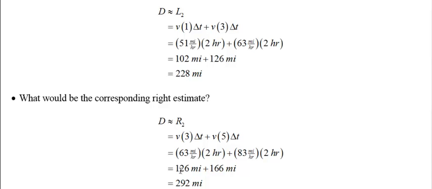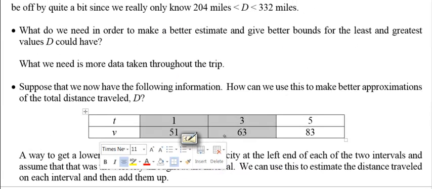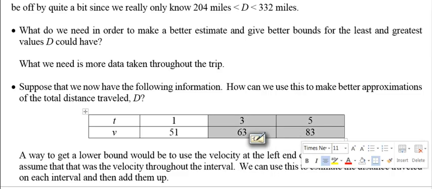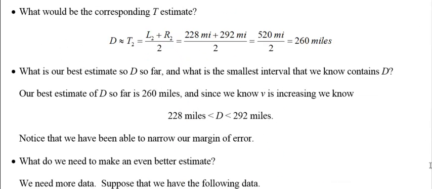We're going to call those L2 and R2, 2 because I'm thinking of breaking this up into two intervals, one from 1 to 3, and the second interval from 3 to 5. And of course I could approximate a T estimate, we'll call it T sub 2, by averaging L2 and R2. So that's 228 miles plus 292 miles over 2, which works out to be 260 miles.